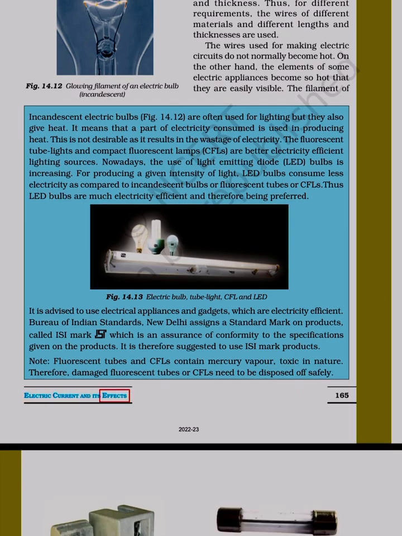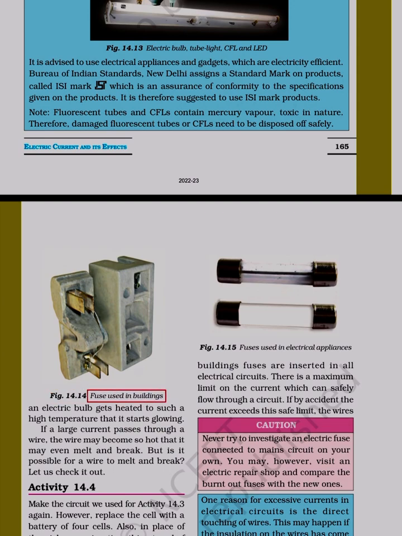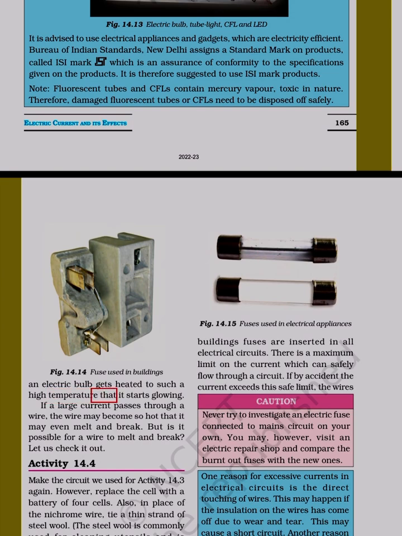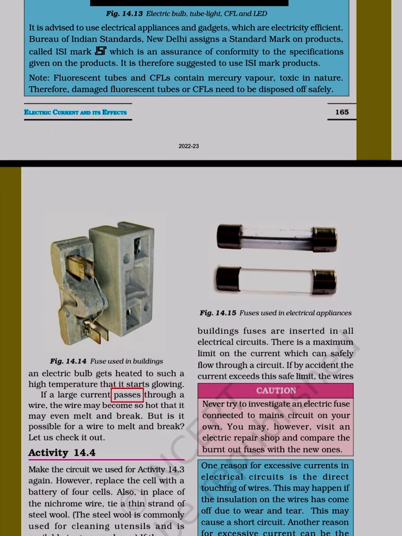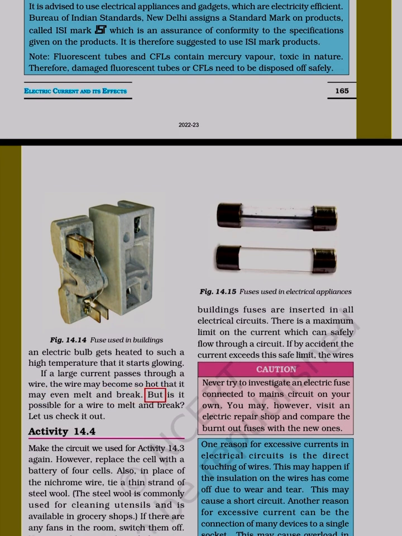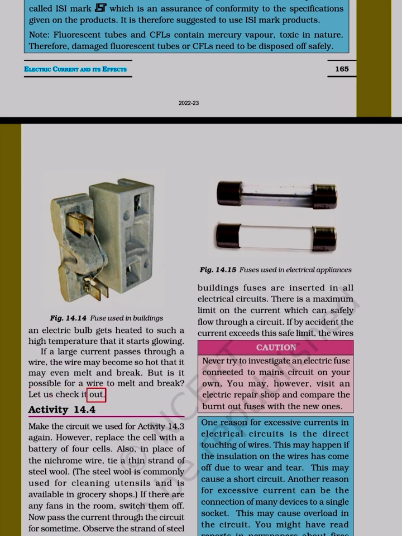Electric current and its effects. Fuses in buildings. An electric bulb gets heated to such a high temperature that it starts glowing. If a large current passes through a wire, the wire may become so hot that it may even melt and break. But is it possible for a wire to melt and break? Let us check it out.